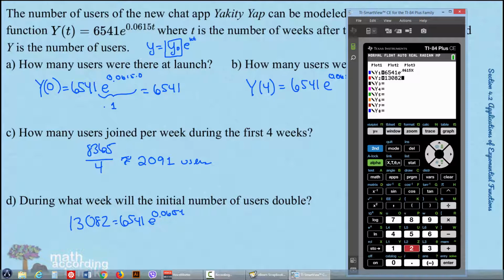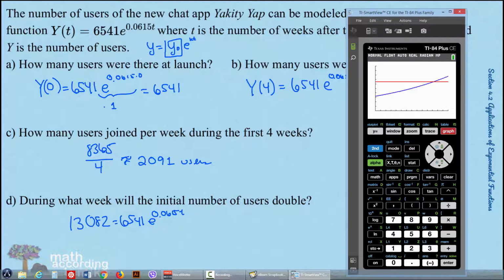Now we play the Windows game. So window. Remember, this time x is the number of weeks. We'll start at 0 again. And after 4 weeks, we were at 8,000. I think 14, we can keep that number. I think it's overkill, but we'll keep it. But what do the y's have to be? Hopefully you set a number bigger than 13,082 because we need to see that. So let's say 20,000. And we'll make the scale 2,000. The scale means how often there is a tick mark. So if you hit graph, yeah, we have a good intersection.